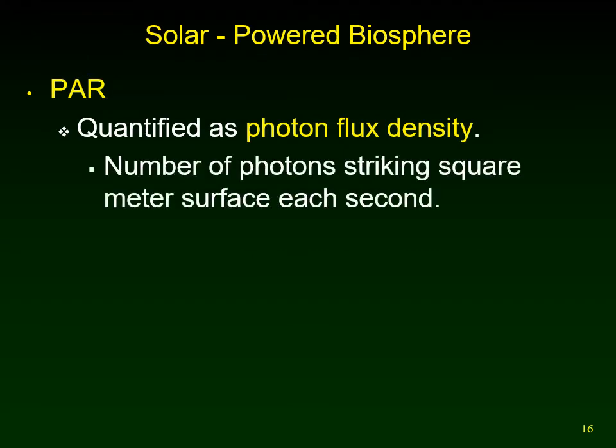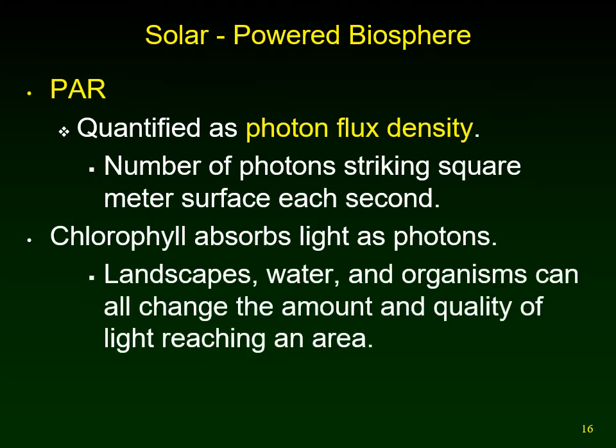So we measure power as photon flux density. Photon flux density is the number of actual photons striking a square meter surface each second. The chlorophyll is absorbing the light as photons and getting the energy from that light, putting it into an electron that's ripped off of water, and using that to move that energy into energy carriers, so that the plant can put that energy into a sugar.